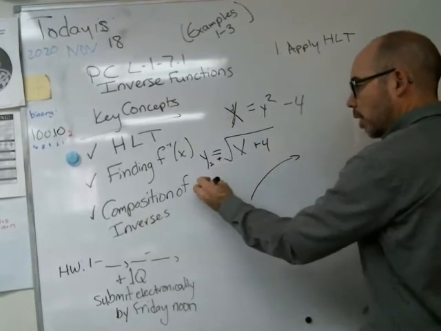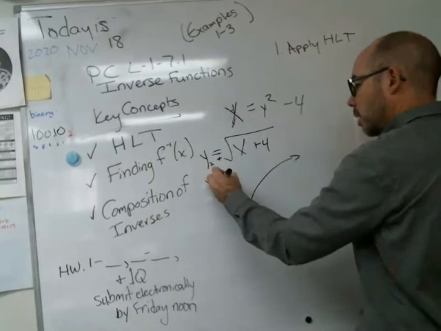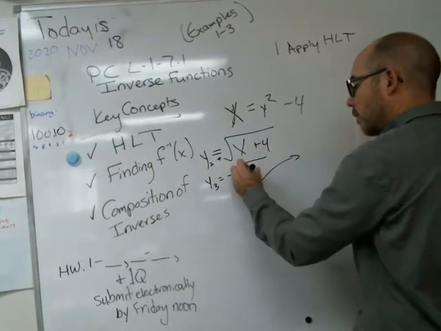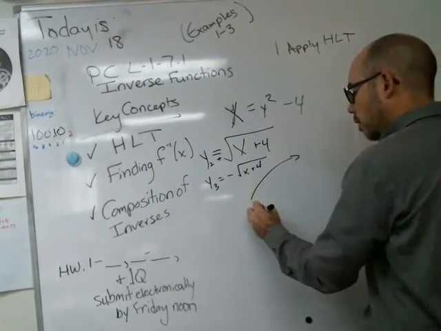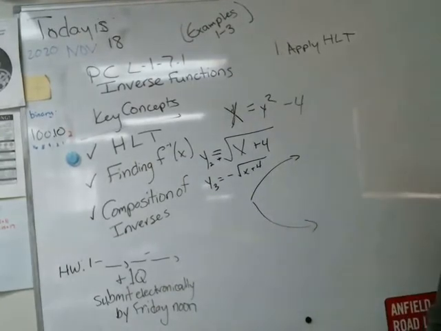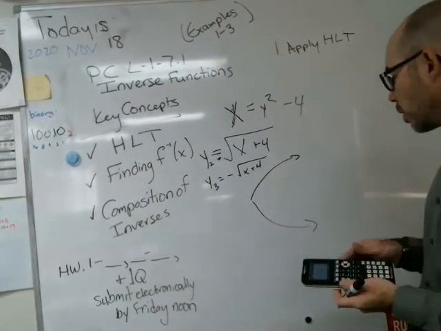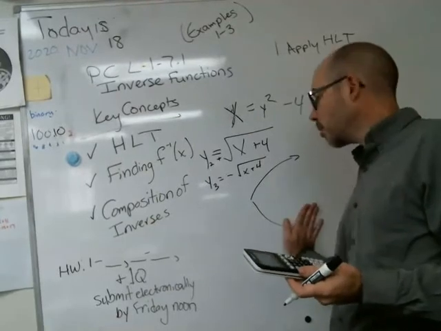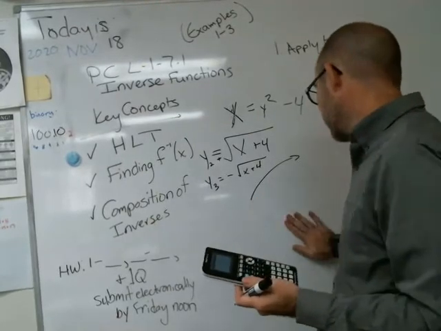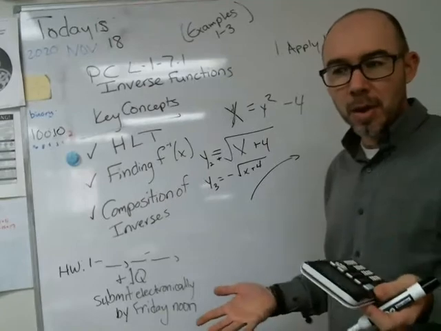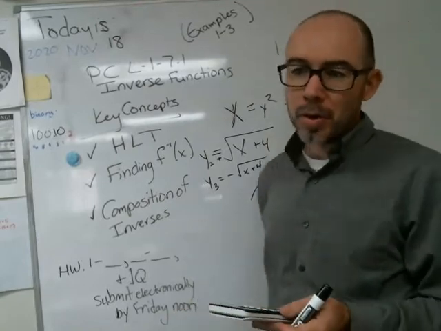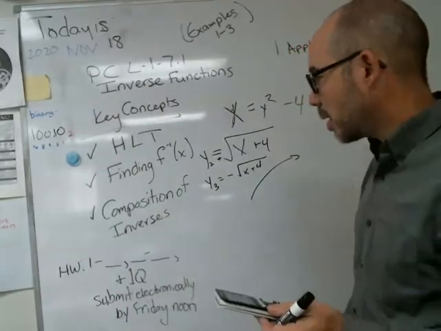And then if you also went in and typed in another one, minus the square root of x plus 4, you'll get the other half of the parabola. So the calculator knows that's not going to be a function. It can only graph functions, at least in function mode. If you go to parametric mode, you can get it to do sideways parabolas.